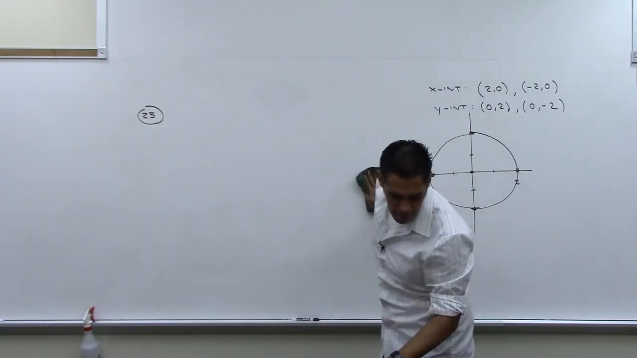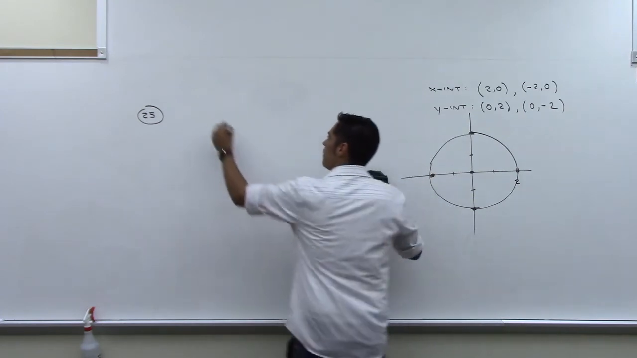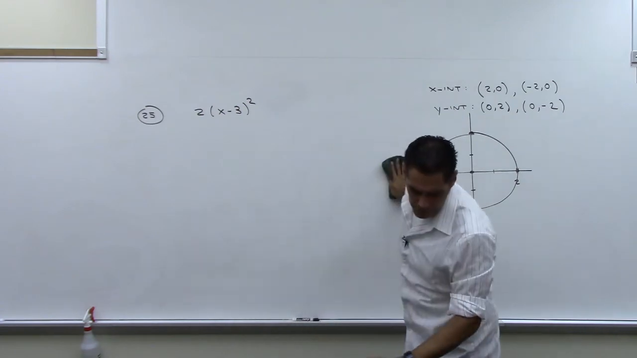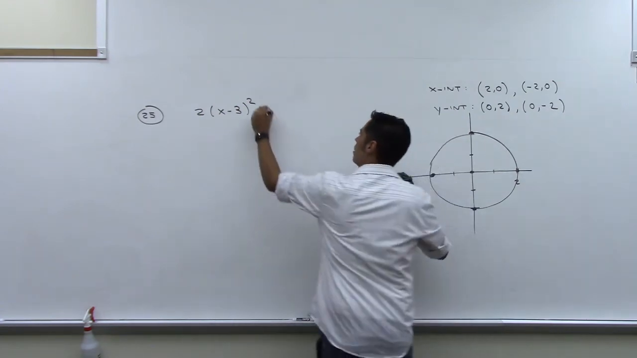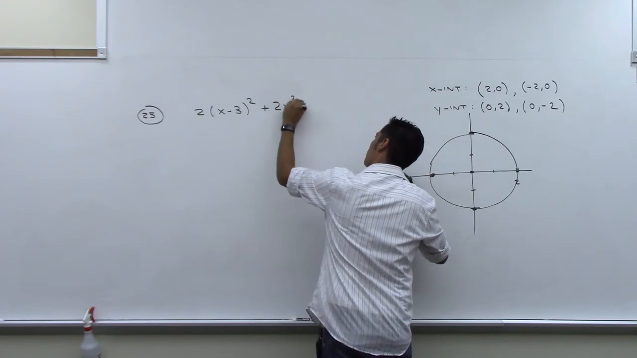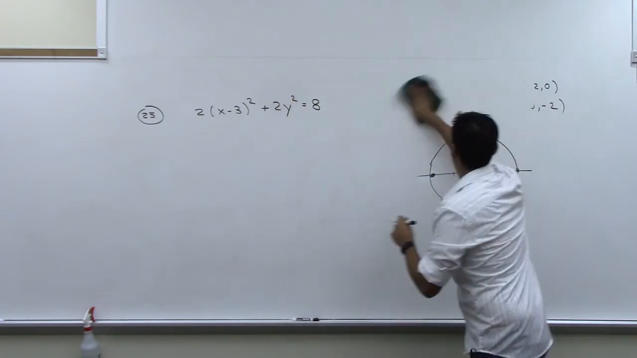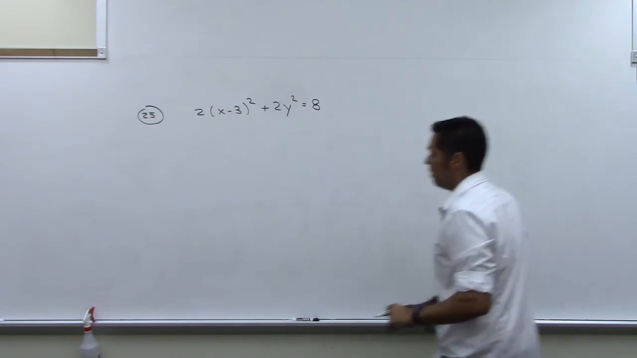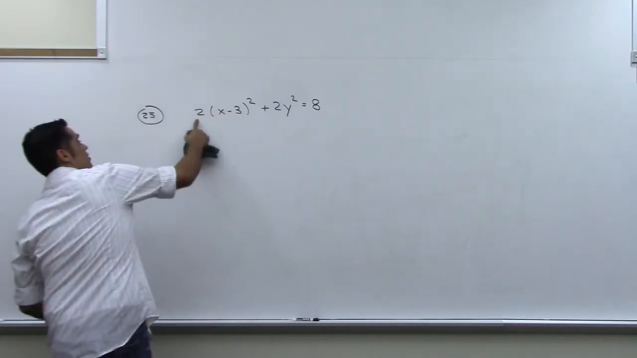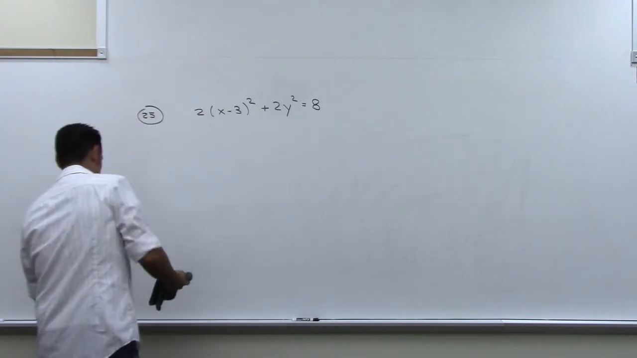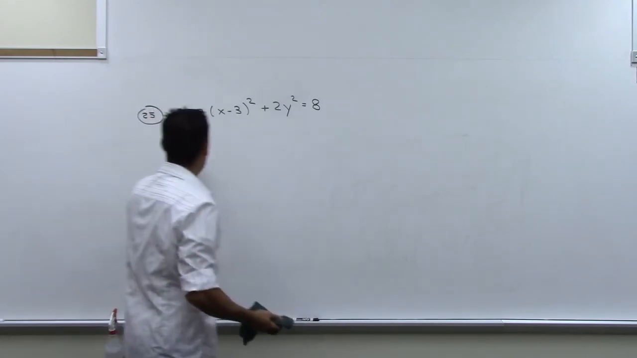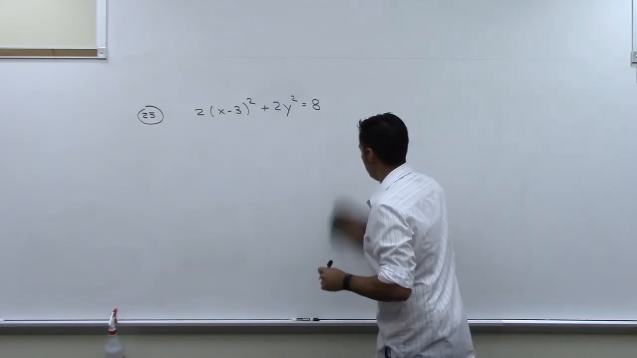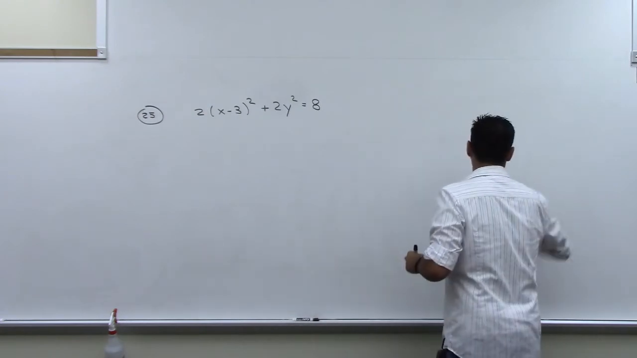So we have 2 times x minus 3 squared, plus 2 y squared equals 8. All right, so we need to make this look like standard form first, and it's not in standard form right now. The reason is because we have these coefficients out here, 2 and 2. That's no good. So let's divide everything through by 2 first. I'm going to divide every term, both sides of the equation, by 2 to kill off these 2's.